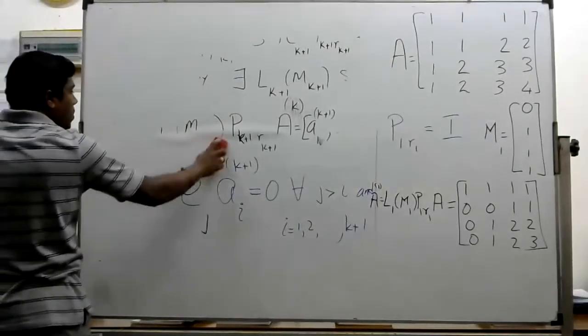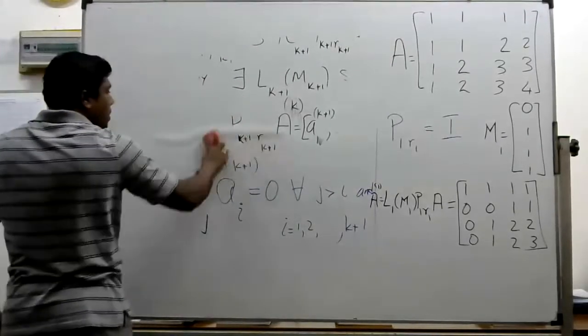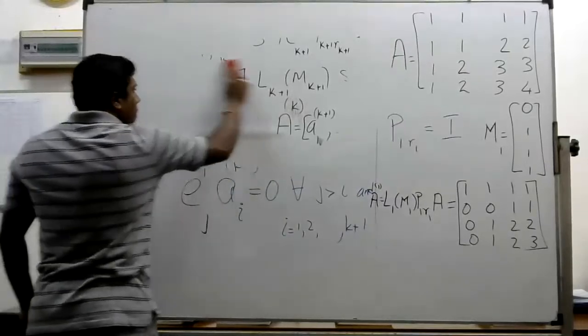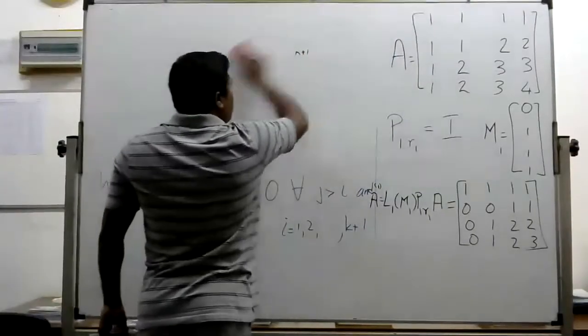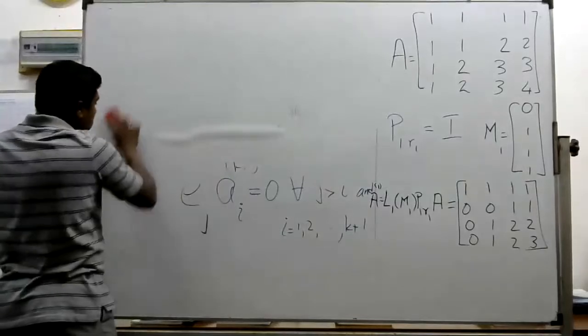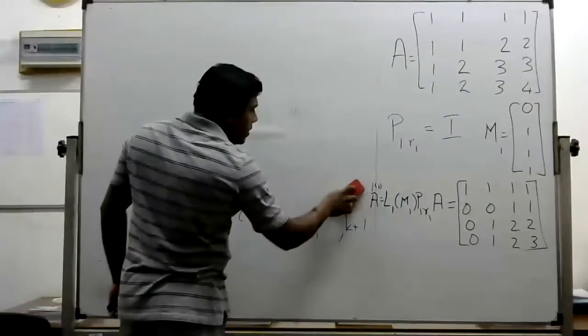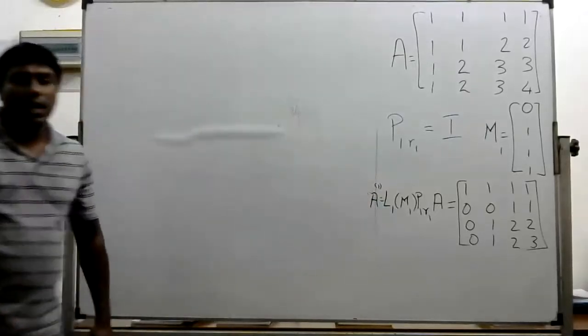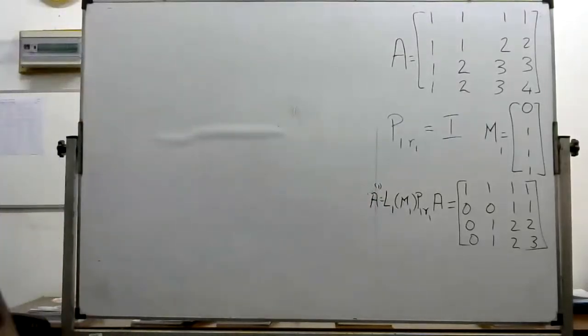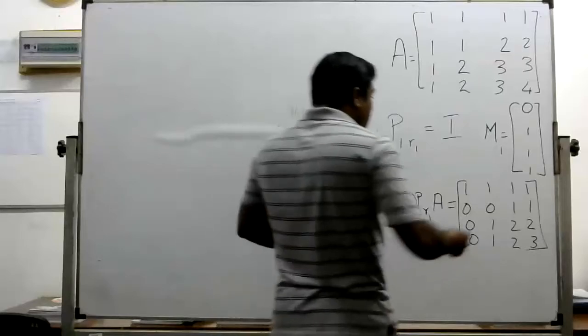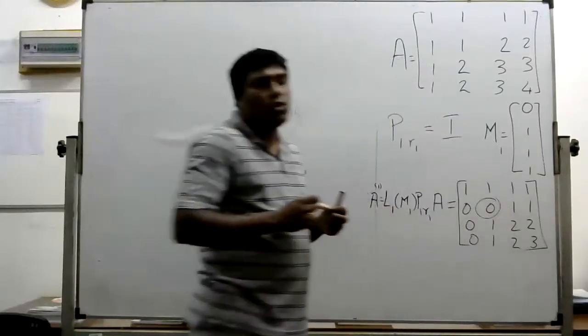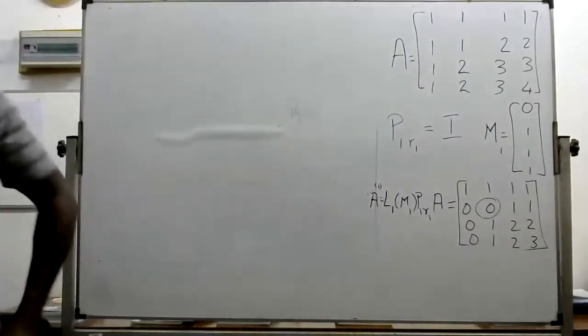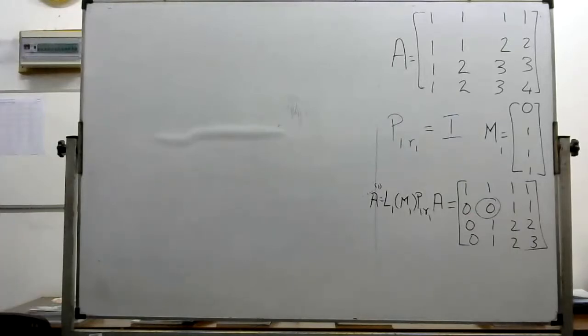Now I have to go to the second step, because this completes my first step. If I want to go to the second step, I have to look for the diagonal term on the second column. So clearly my diagonal term here is 0, so I cannot do the elimination. I have to interchange that row with some other row.